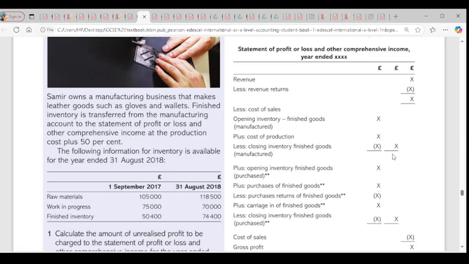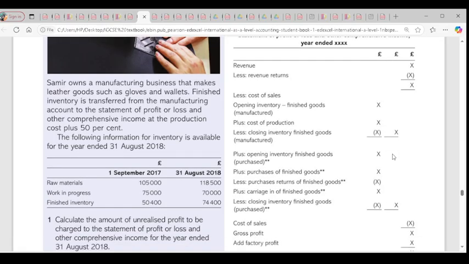Raw materials, the opening inventory of raw material and the closing, we have it. We have the work in progress and the closing work in progress. We have the finished goods, the opening finished goods and the closing finished goods. But here, we need to calculate the amount of unrealized profit to be charged to the statement of profit or loss and other comprehensive income. So we have our opening finished goods of 50,400. 50% of it, that's 16,800.